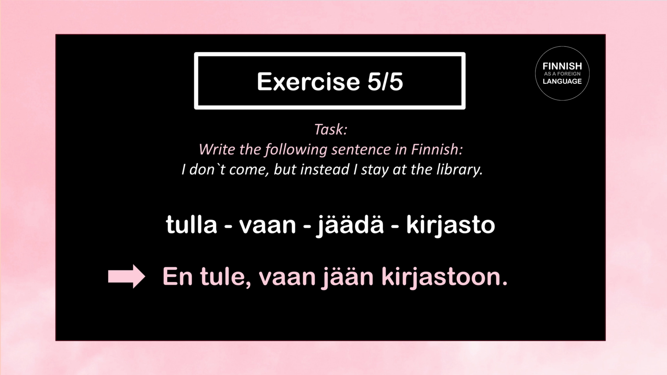So en tule means I don't come. It's the negative first person singular present tense of the verb tulla. Then we have the conjunction vaan because we want to say but instead. Then we have jään, which is the first person singular present tense of the verb jäädä, followed by kirjastoon, which is the illative case of kirjasto, meaning library. Why does the library stand here in this case? Because of the verb jäädä, which means to stay or to remain. So let's repeat. En tule, vaan jään kirjastoon. I don't come, but instead I stay at the library.